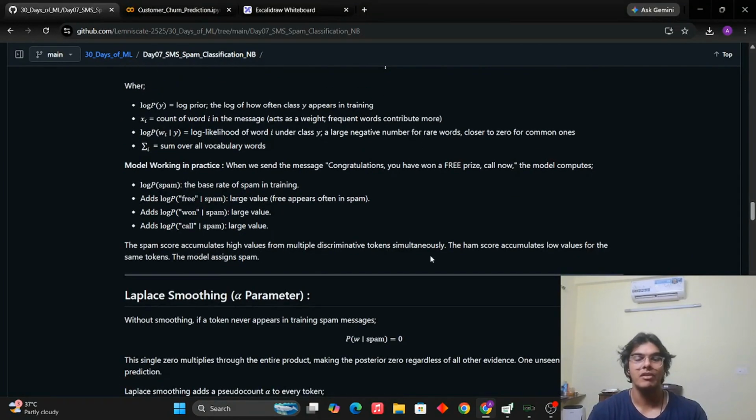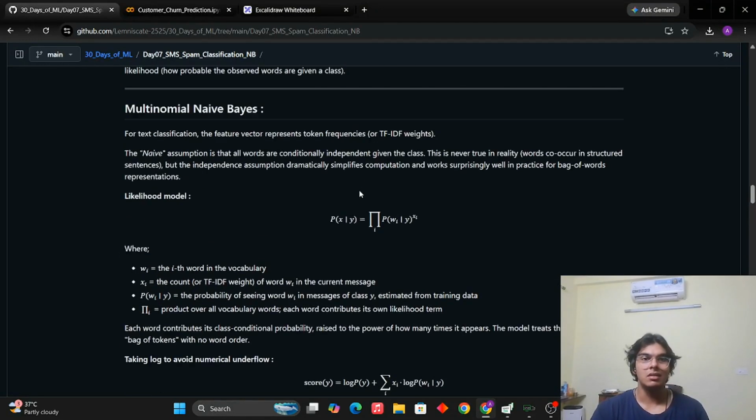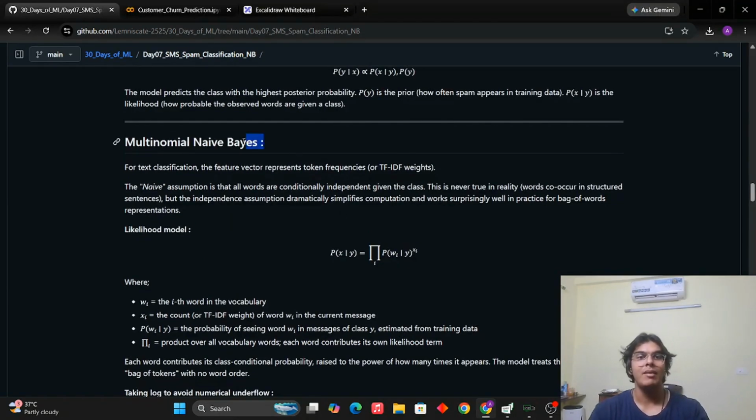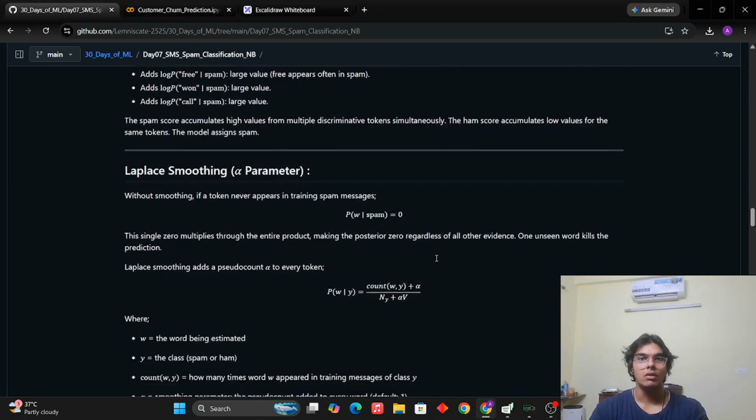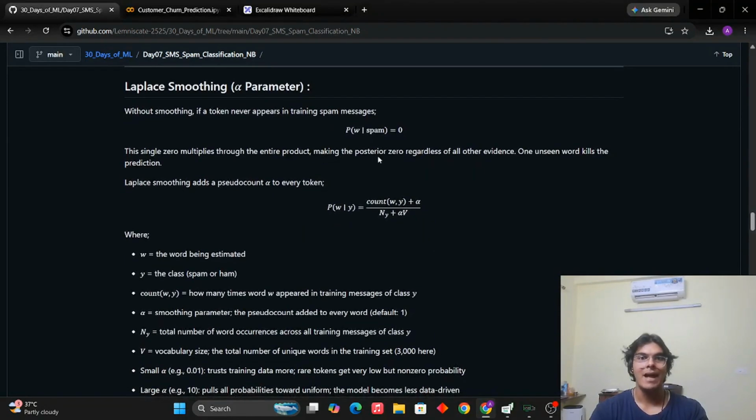The spam scores, obviously, accumulate the higher values. The ham accumulates low values for the same tokens. And so the model assigns that this sentence is a spam message. This is how it works. Now, this is the multinomial naive Bayes model. The Bernoulli model and the Gaussian model are a bit different, and I'll get to them later. But first of all, we need to include this very important math concept of Laplace smoothing.